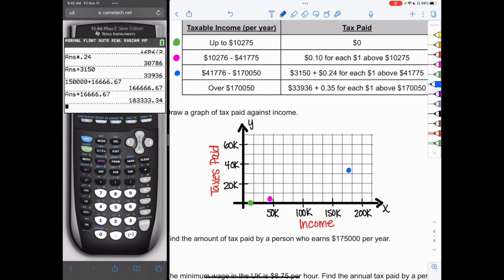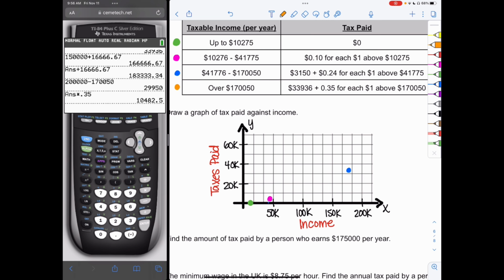And then last but not least, it says any amount that is over $170,050. So I'm going to say, for example, 200,000. So if I'm at $200,000 and I subtract $170,050, I would have to pay 35 cents per dollar over that, which would end up being times 0.35, 35 cents. And then that'll be 30,000.